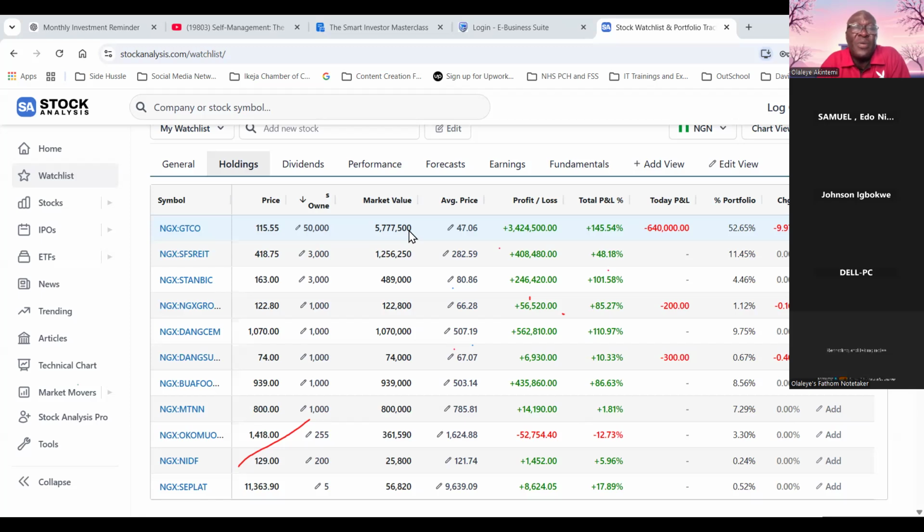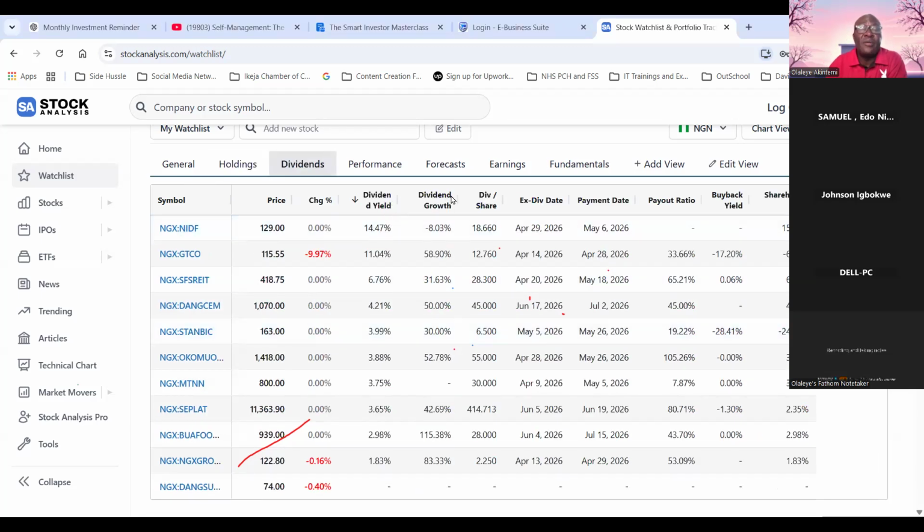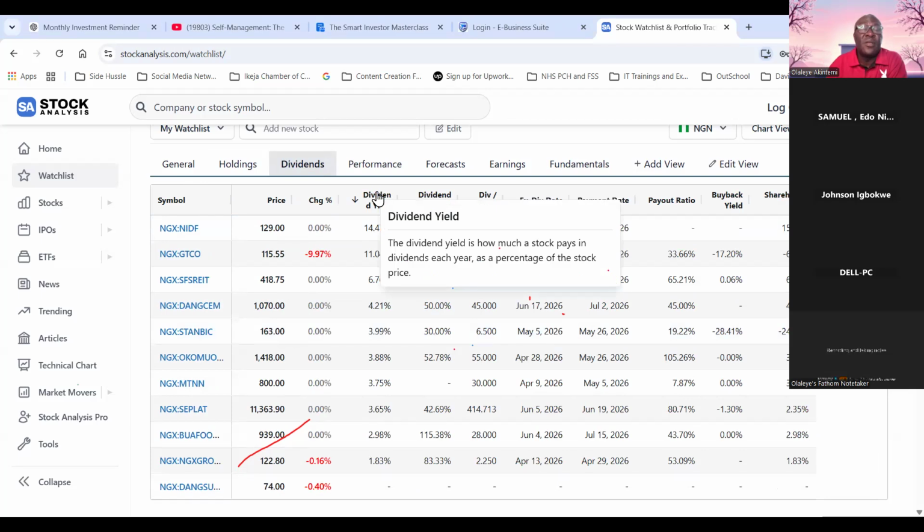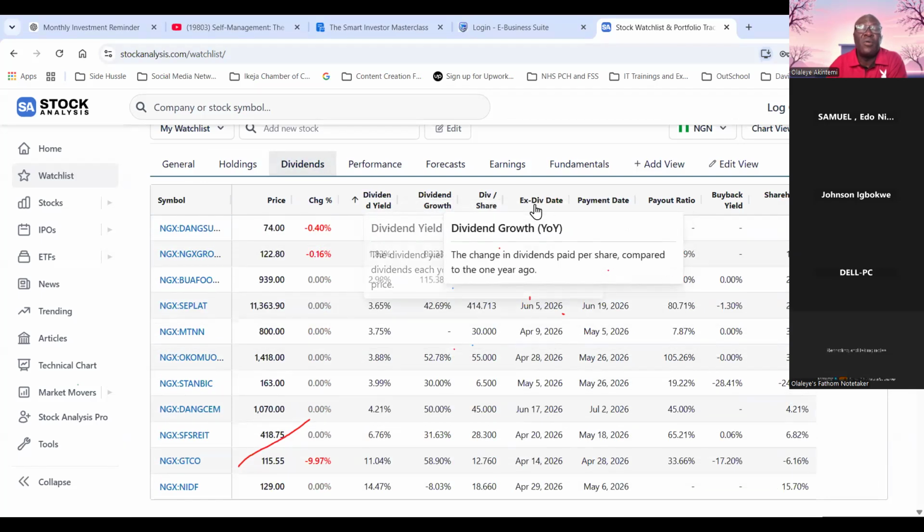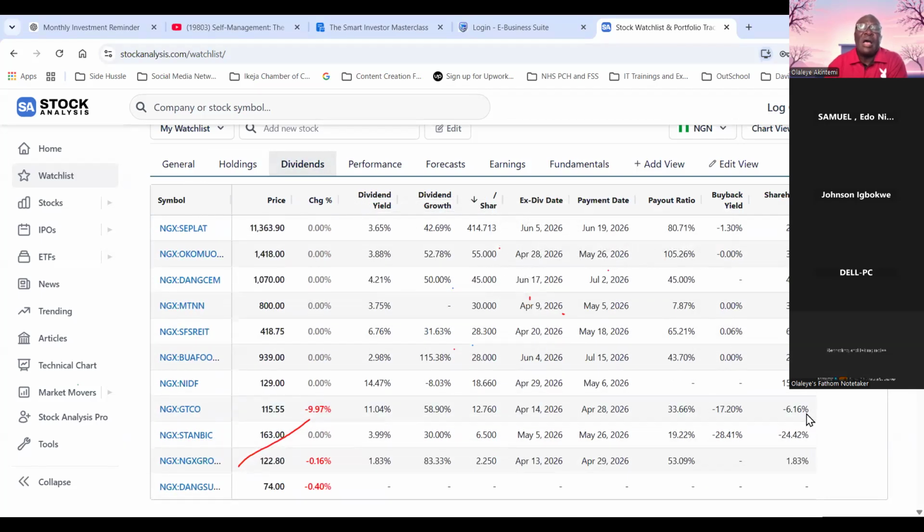I'm not talking of stocks that pay you 20 kobo per share, 50 kobo, 80 kobo. No, I'm talking of stocks that pay real dividends. Okay, look at the dividend these stocks are paying. Look at this dividend now. Where is it? Okay. So how much is the highest dividend here? Can you see?